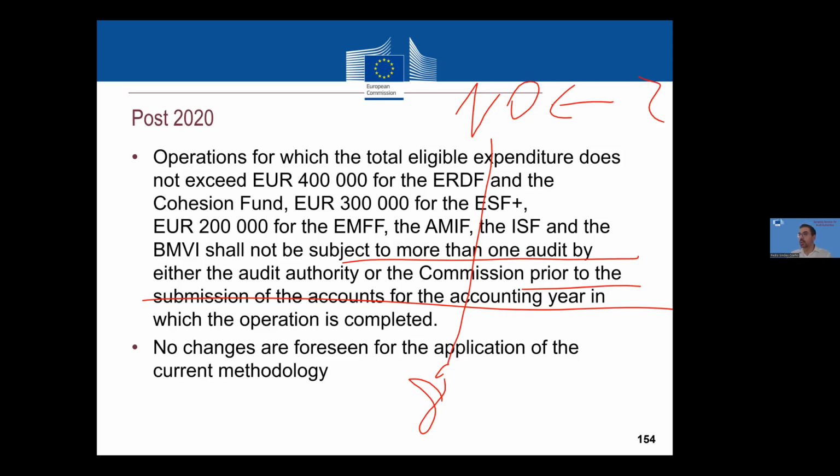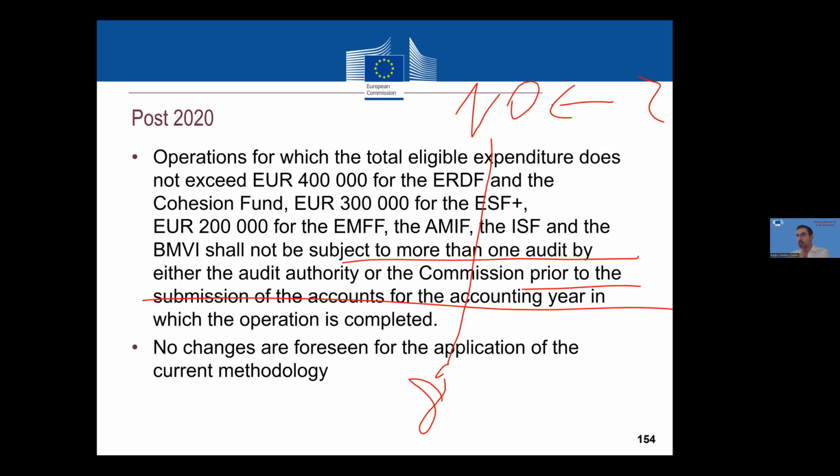Anything else? Is it in 21-27 still so that for operations running several years, you have to sum up the early amounts and then check if the amount is under 300,000, for example? Yes, I believe so. Barbara, no changes foreseen. Yes.